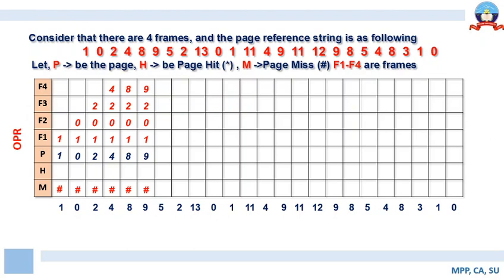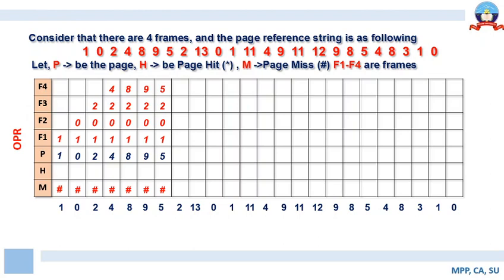Since page number 5 is not available in the memory, I need to replace either of these 4 pages, 9, 2, 0, 1, with 5. On analyzing the page reference string, you see that you have a close reference to 2, 0, 1 and you have the farthest reference to page number 9. So 9 will be replaced by page number 5.